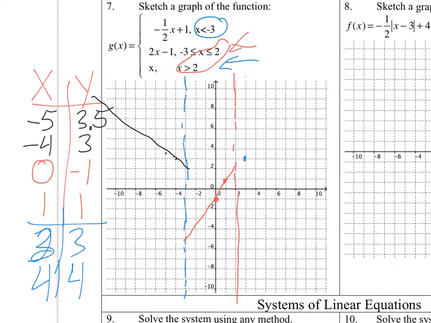3 is there. 4 is there. You can graph all the way that way, no issue whatsoever. If I try to go to the left, all of a sudden, pew, force field.